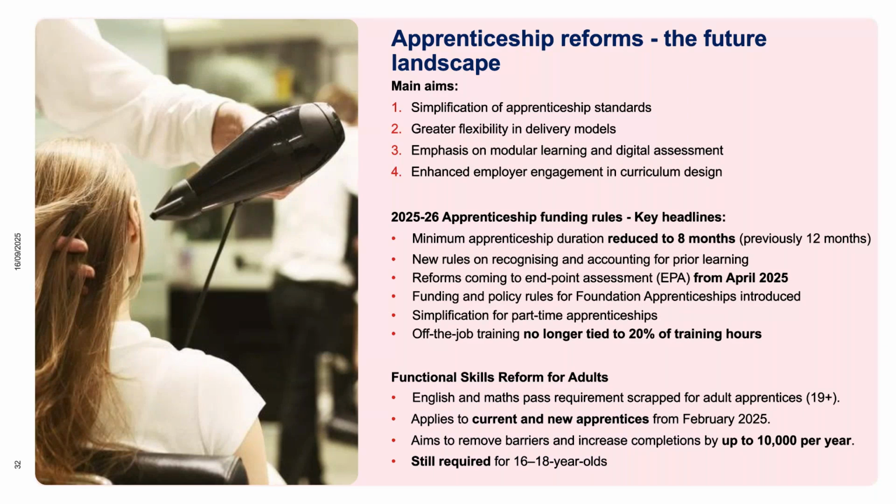Functional skills reforms for adults: the English and maths pass requirements were scrapped for adult apprentices. So this is for 19 plus, and that applies to current and new apprentices from February 2025. The aim is to remove the barriers and increase completion by up to 10,000 per year. Still required for 16 to 18-year-olds is maths and English.